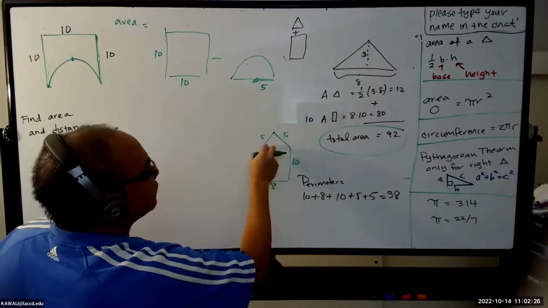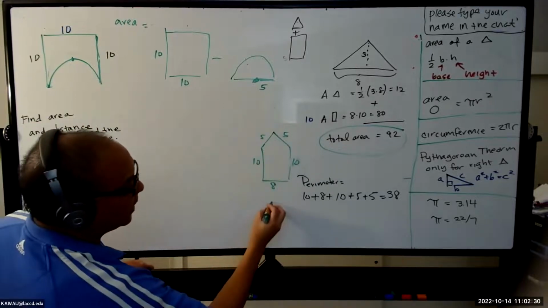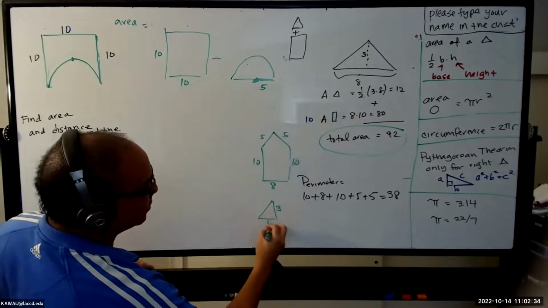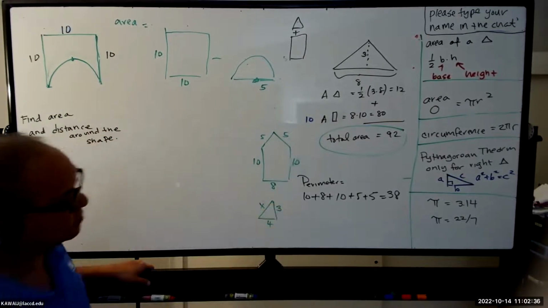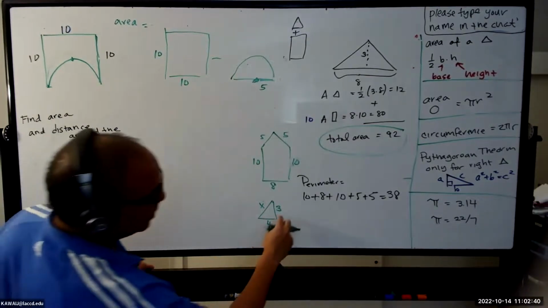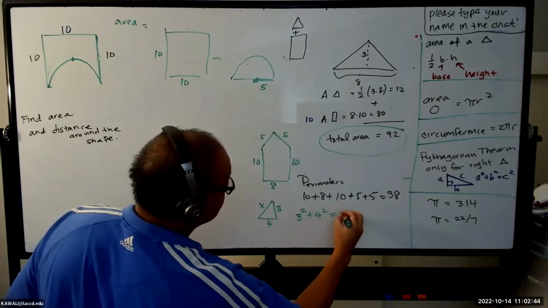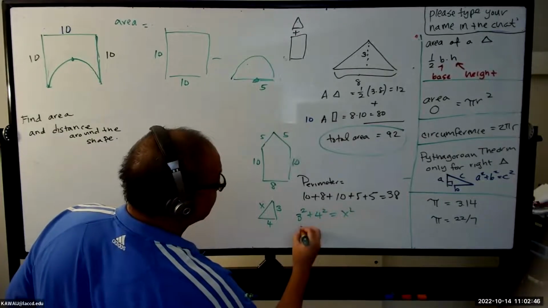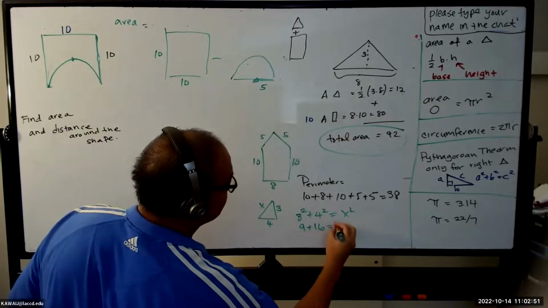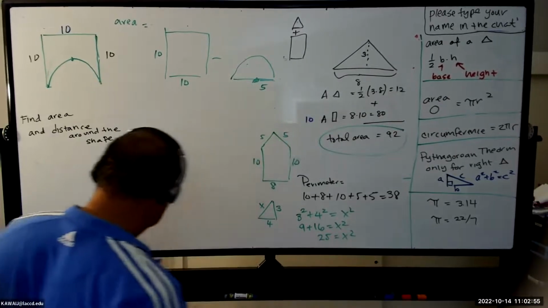We got this one from doing the Pythagorean theorem. Remember we had it like this, right? This one was 3, this one is 4, and this was x. And then we said 3 squared plus 4 squared is equal to x squared. So 9 plus 16 is equal to x squared, and 25 is equal to x squared.